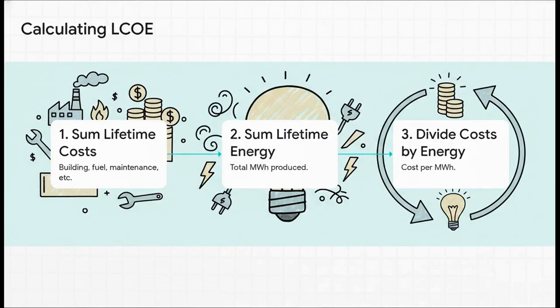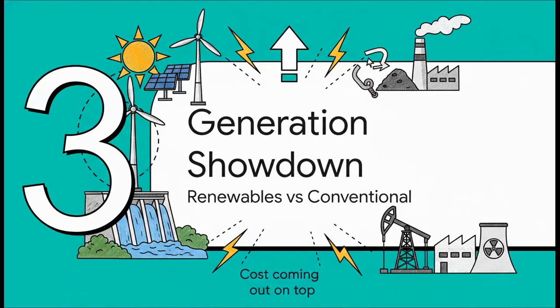Okay, so how do they calculate this magic number? Conceptually, it's pretty simple. First, you add up every single penny of cost over the plant's entire lifetime: building it, fuel, paying people to run it, everything. Second, you add up all the energy it will ever produce. And finally, you just divide the total costs by the total energy. Boom, that's your LCOE.